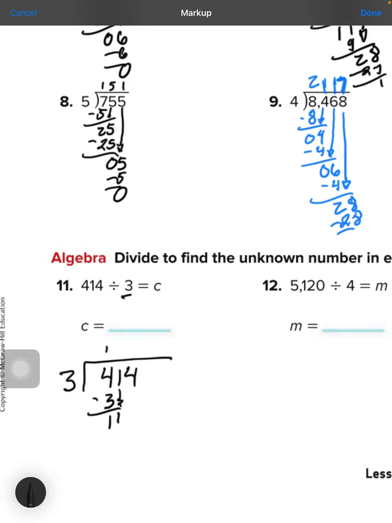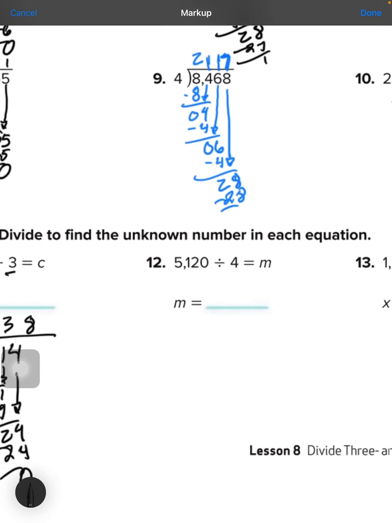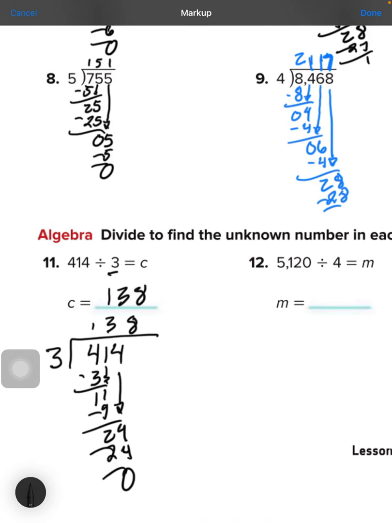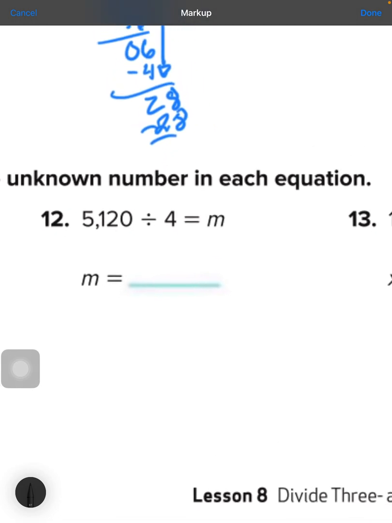Bring down the 1. 3 will go into 11 3 times. 3 times 3 is 9. And 11 minus 9 is 2. Bring down the 4. 3 will go into 24 8 times. So C is 138.